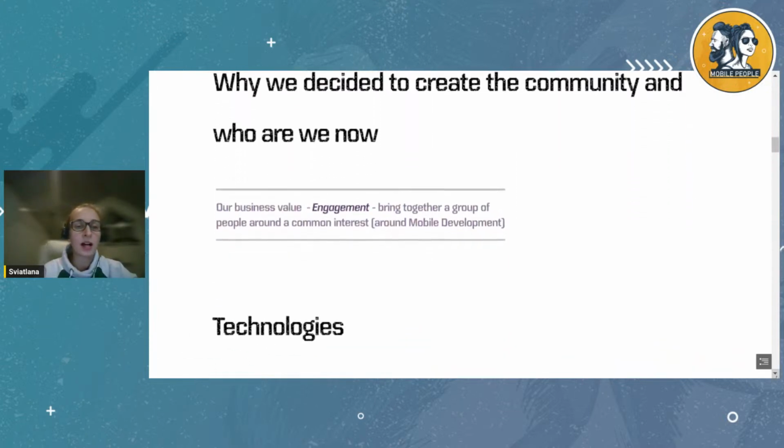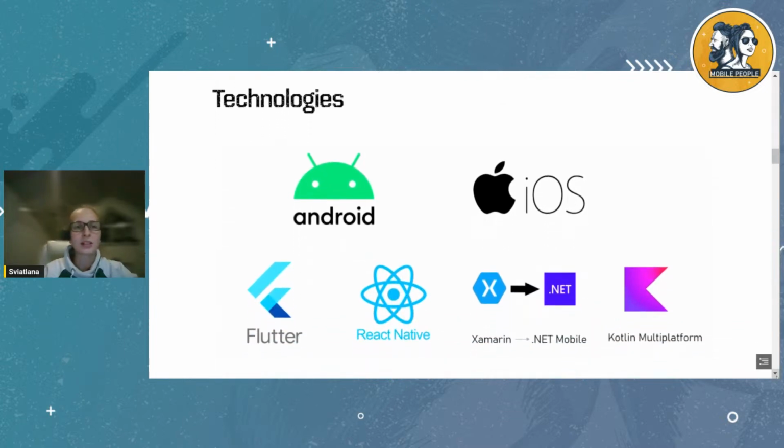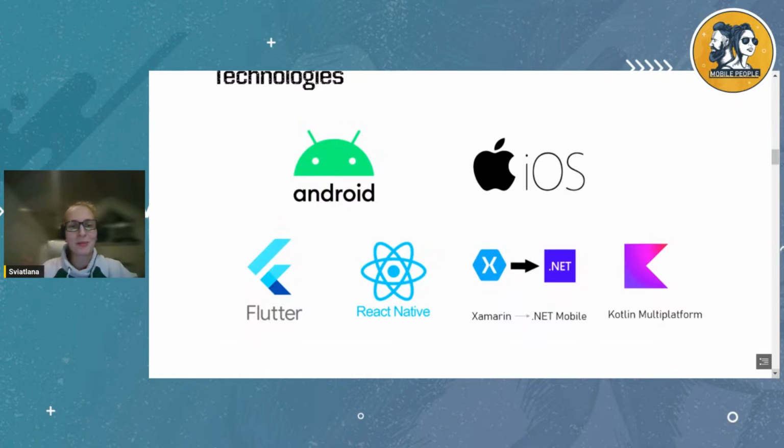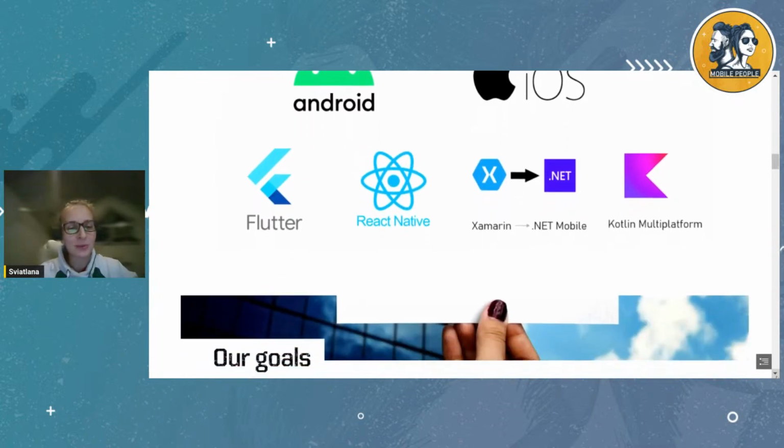And you can ask why we decided to create the community and who we are now. Let me tell you that our business value is engagement: bringing together people around a common interest in mobile development. As for technologies, we are working with Android, iOS, Flutter, React Native, .NET Mobile, and Kotlin Multiplatform. I hope that you remember all of these technologies because after the panel discussion, we will have a Kahoot game where one of the questions will be which technologies we are working with.